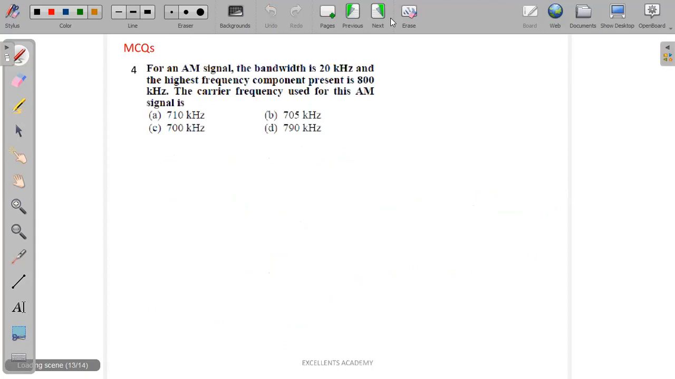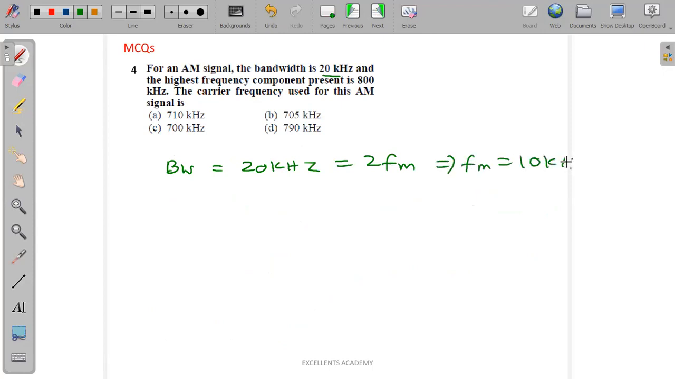And the next, fourth MCQ. For an AM signal, the bandwidth is given here as 20 kilohertz. Bandwidth, we know the formula is 2FM. So from this we can write FM is 10 kilohertz. So FM can be written as 10 kilohertz. Okay.